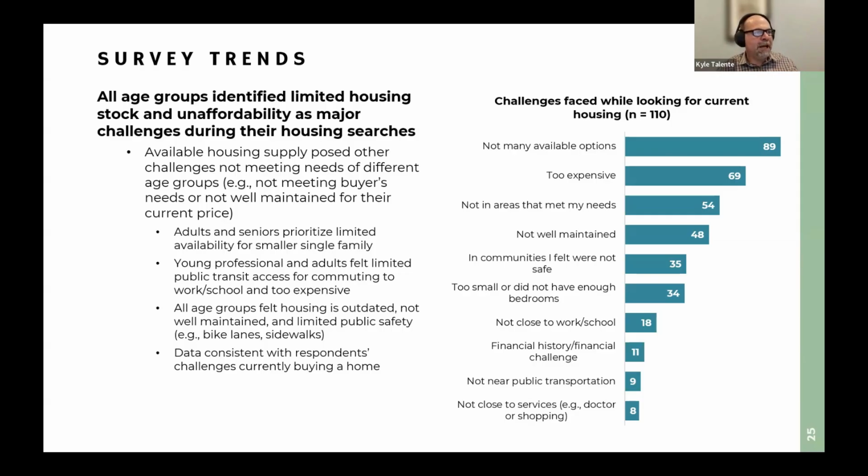The largest one, not many available options. Once again, when there's more demand than there's supply, then there's not going to be a lot of options on the marketplace. So that wasn't very surprising. The next one was too expensive. And we've talked a lot about this. So what we've learned from folks that responded is consistent with the data that we're learning, which is there's an imbalance between demand and supply in a marketplace. And as a result, it's creating some challenges for folks. So they're settling. They're either paying more than 30% to move in the community, or they're accepting a unit that maybe doesn't fit their lifestyle needs.